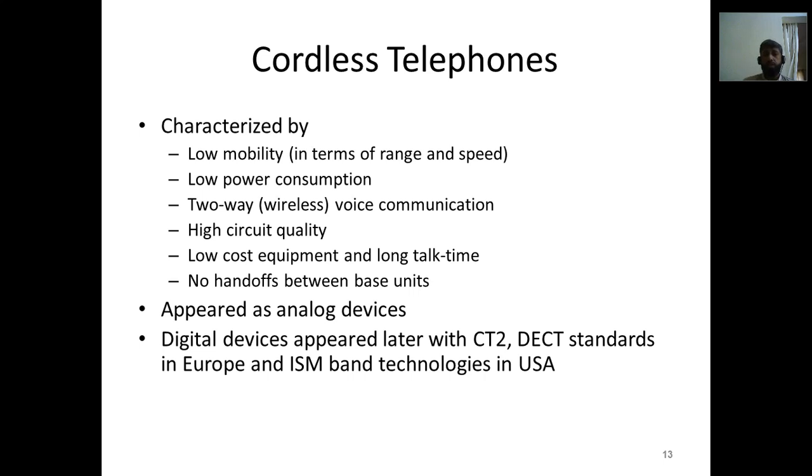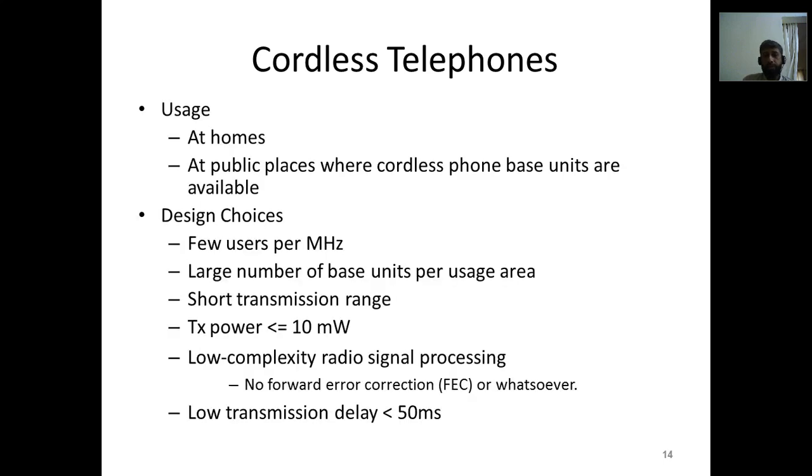Generally one cordless phone is connected to one base station, so we do not need to hand off between different base units. One unit remains dedicated to that particular base unit. These cordless services were initially developed as analog devices, but eventually they were transformed into digital services, and later on we used to have digital cordless devices. As I said, cordless telephones are intended for use at home or public places where base units are available, but they have a smaller range.